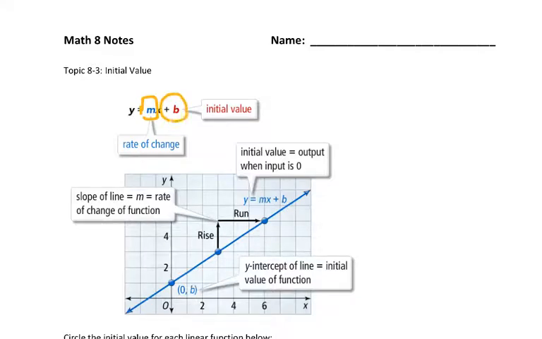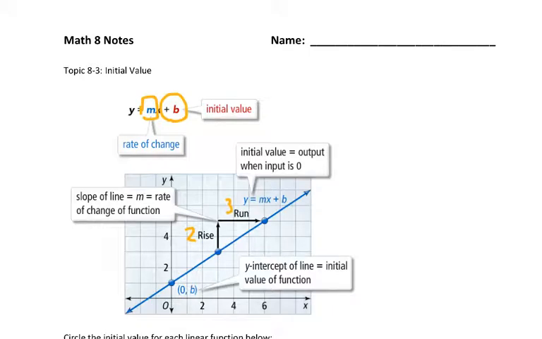So if you have a plus sign in front of b, the b is positive. If it's a minus sign, it's a negative. So the slope is the rate of change. And if you take a look at the diagram here in the graph, the slope is the rise over the run. So we rise 2 and we run 3.